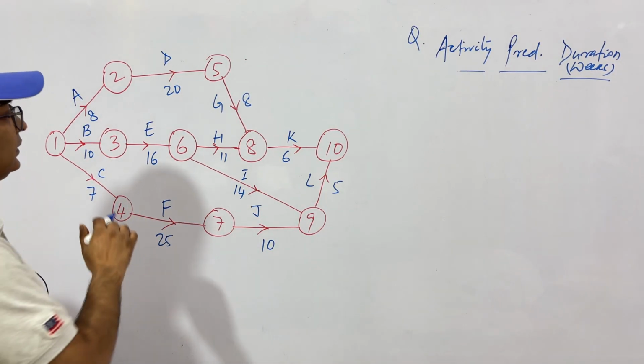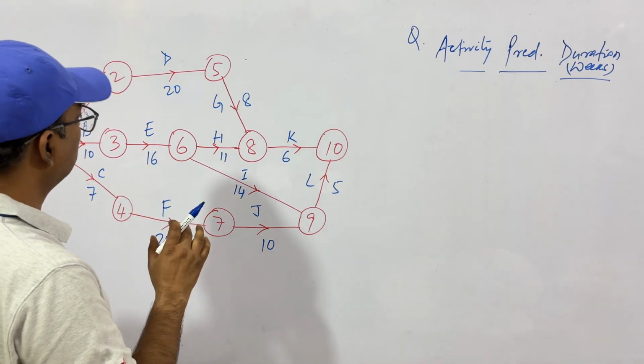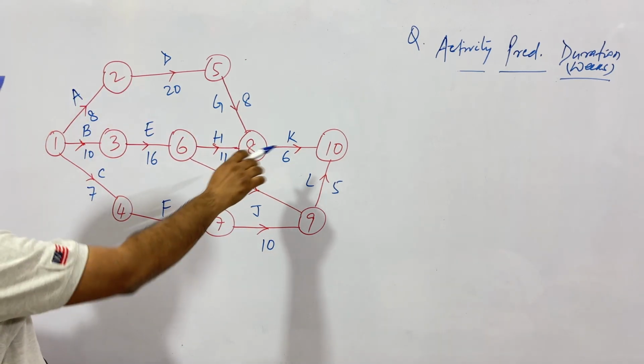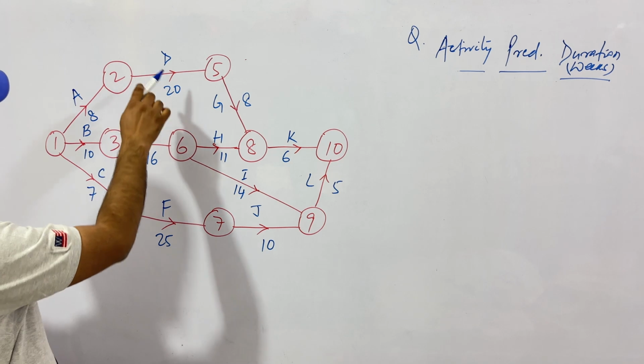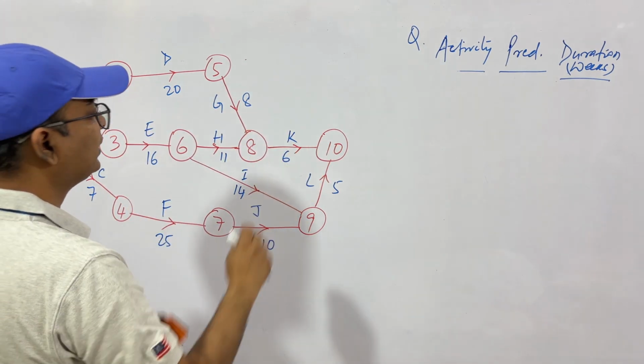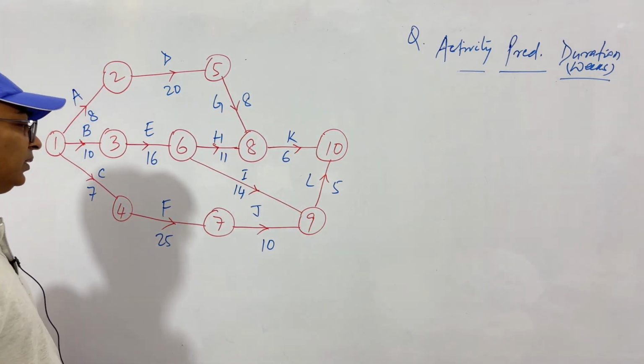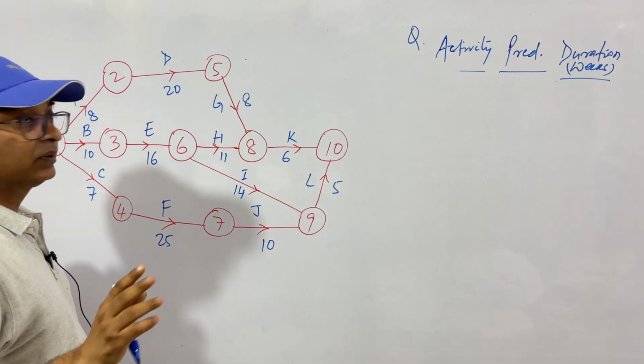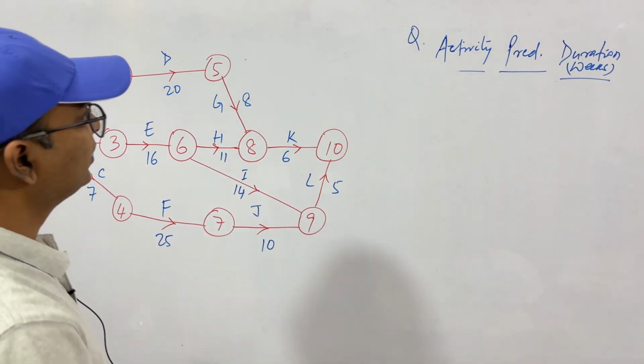Let's take this question. This is a network model. We have 10 nodes and we have these activities A, B, C, D, E, F. All durations in weeks are given. Okay. What we'll do, we'll try to make a table from this diagram first, and then we'll find the critical path and critical activities. So we'll do reverse engineering here.